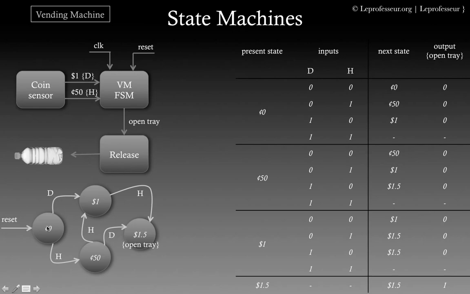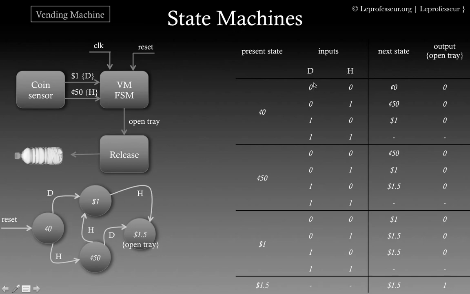So how many states do we have? 0 cents, $1, 50 cents, and $1.50. 4 states. Okay, 4 states. Now in each state we have two inputs. Either we can receive input dollar or half a dollar, D or H.